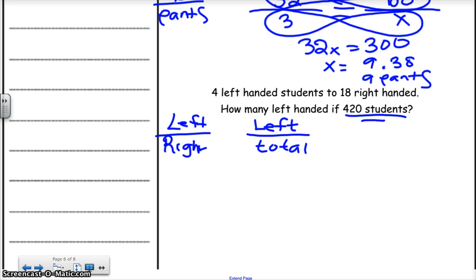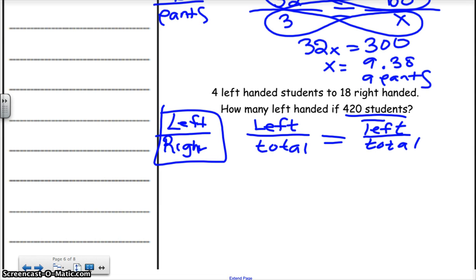That's what I need, and oh my goodness, be careful. This is one of the most common proportions they set up, where they try to trick you, thinking that you're going to do left to right, but you're really doing left is to total, because this is how many left-handed if there's a total of 420 kids. So I need left is to total as left is to total.